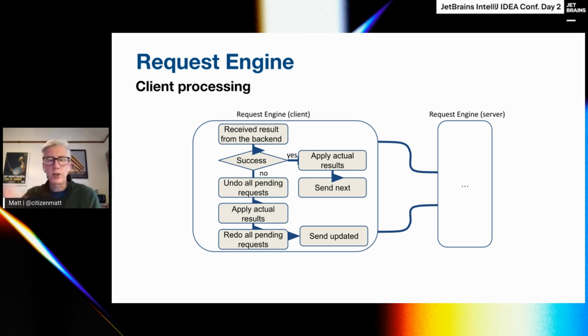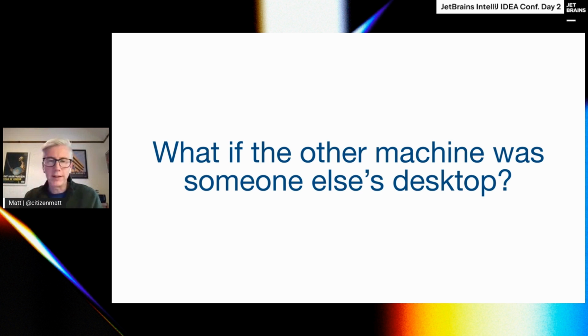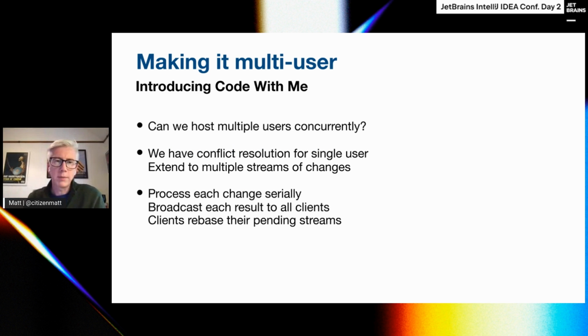And so again, the process should just repeat and carry on, and we will get through all of our changes serially in order, and we will hopefully avoid all these conflicts and work nicely. So that's great. That's looking at it from a single user point of view. But what if the remote machine was someone else's desktop? This is working now with multi-user. So can we host multiple users concurrently? And it's like, well, yes, we've just got a nice, lovely conflict resolution stage there.